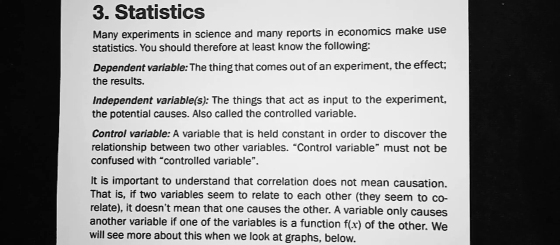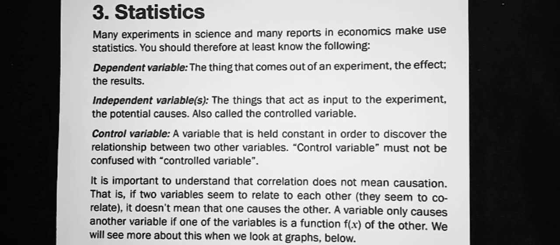A thing we are measuring, like the height of a plant. It's the thing that you are measuring. So it's the thing that comes out of an experiment: the effect, the results. The thing that comes out of the experiment, the height or the effects, the results, is the thing that we are measuring in the experiment.